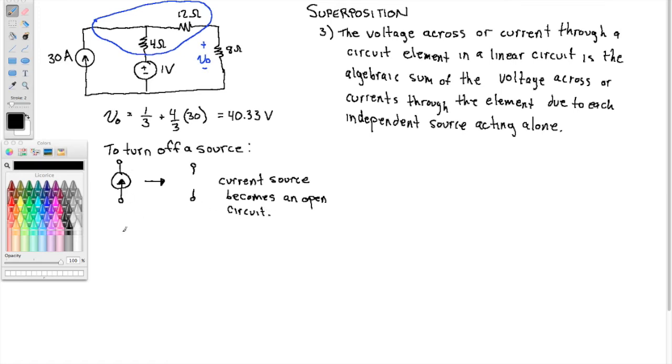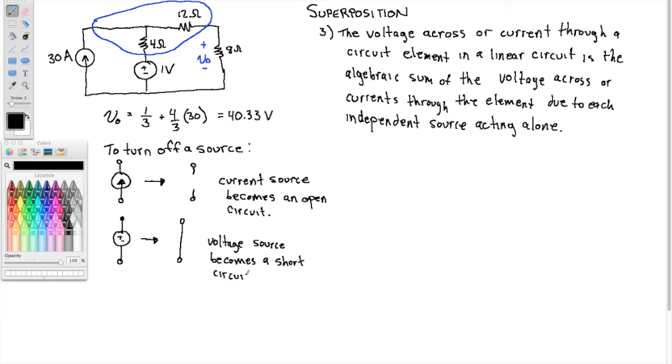And to turn off a voltage source, here's a voltage source. Well, we want 0 volts across that if we're going to turn it off. So what has 0 volts across it? A short circuit. So a voltage source becomes a short circuit.